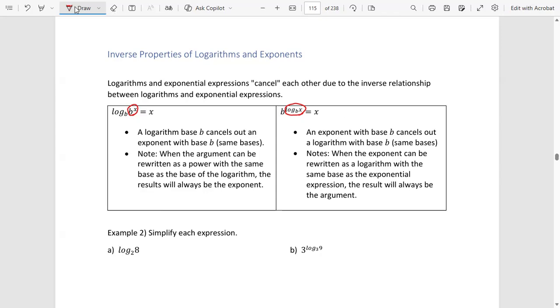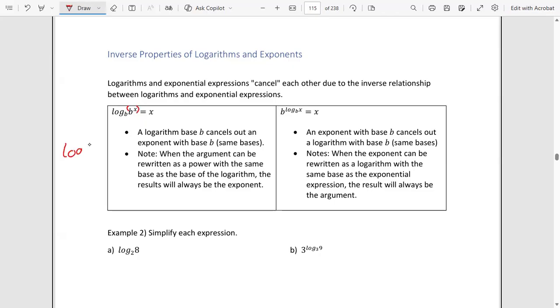Let's look at the first one. It says log of b to the x with the base b, like log of 2 to the third, base 2. You see that we have an exponential number whose base is the same as the base of the log. As long as the bases are the same, log and exponential cancel each other, so the answer is just 3.